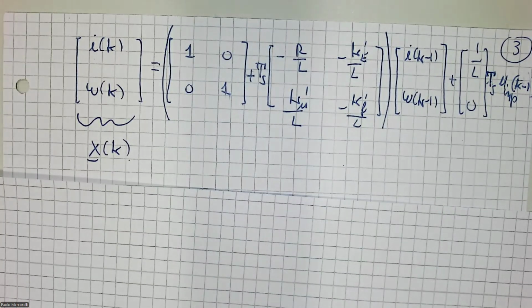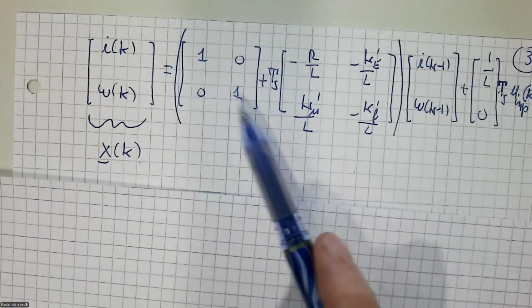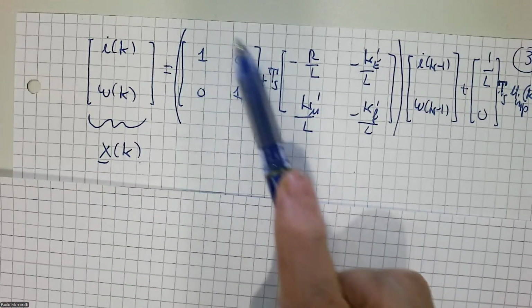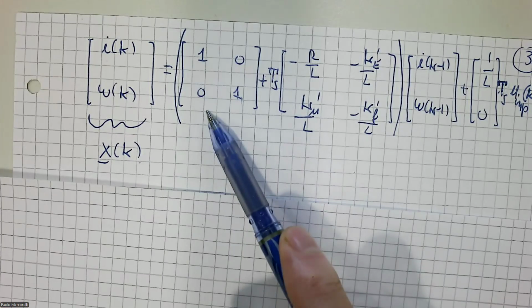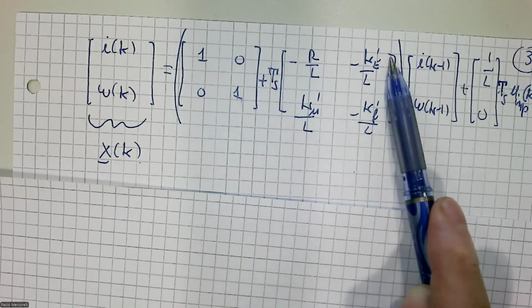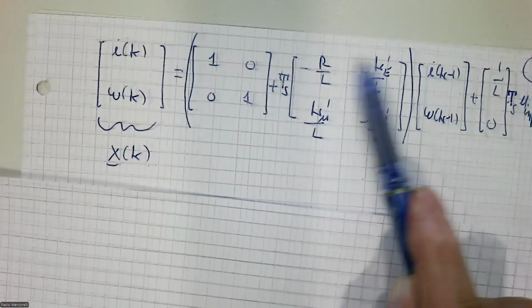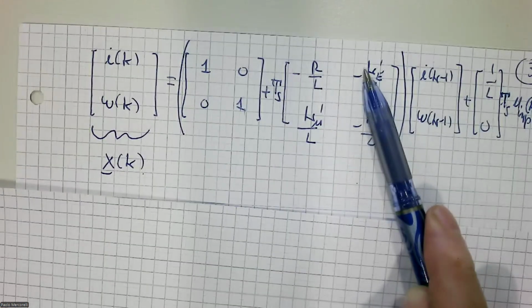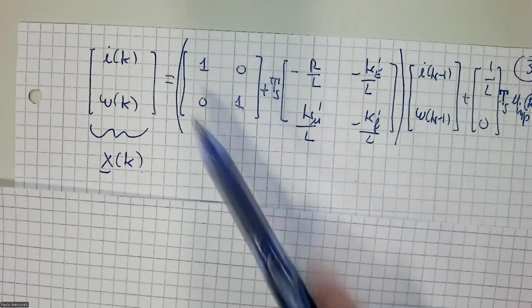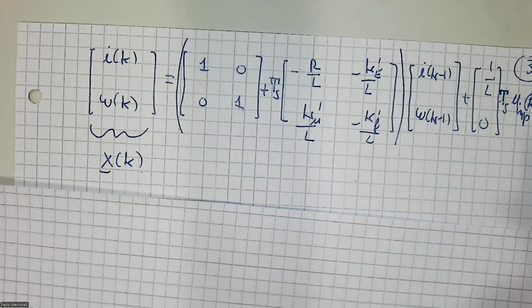Now, let me apply exactly what I told you until now. X of k is equal to the identity matrix plus Ts multiply A. This is the structure of A in continuous form. I apply exactly, if you want, I can write.